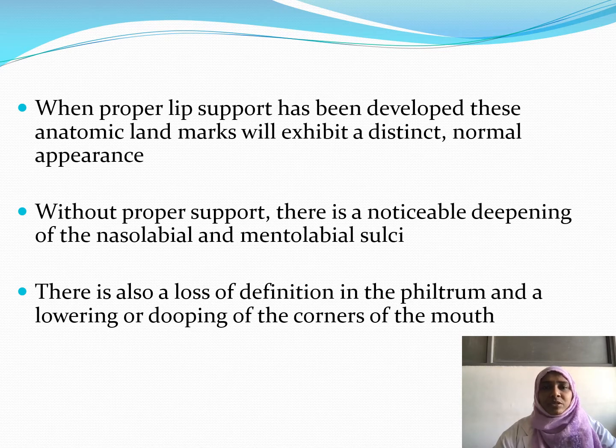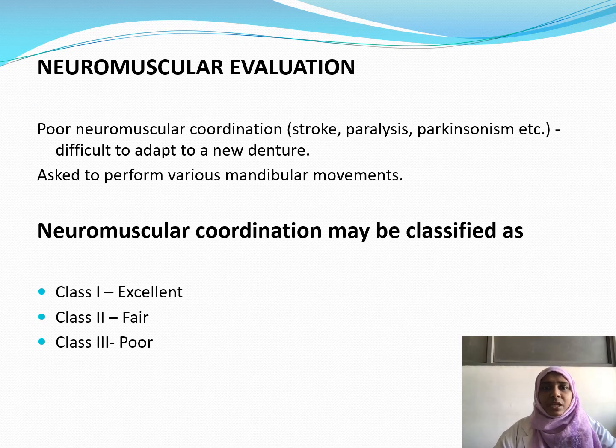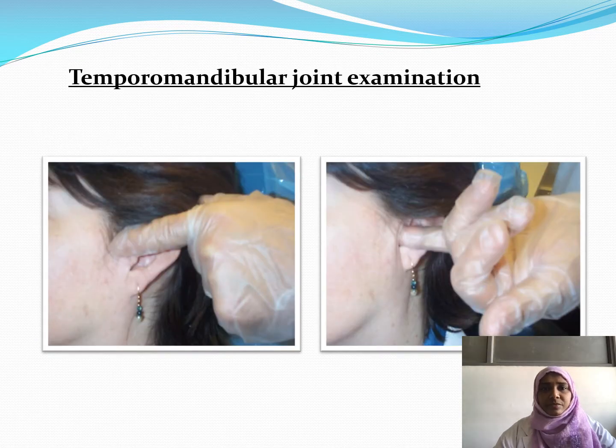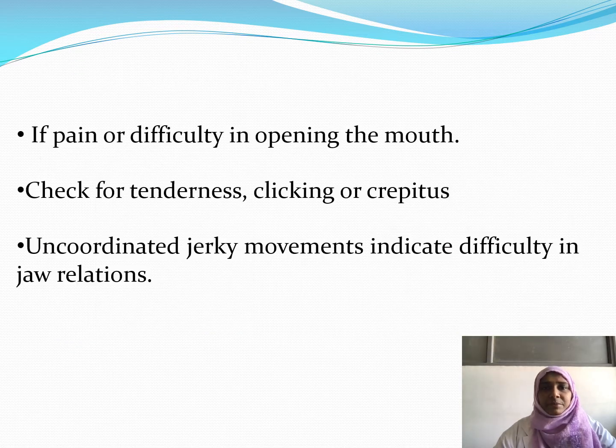Without proper support, there is noticeable deepening of the nasolabial and mentolabial sulci. There is also a loss of definition in the philtrum and a lowering or drooping of the corners of the mouth. Coming to the neuromuscular evaluation, poor neuromuscular coordination makes it difficult to adapt to a new denture. Neuromuscular coordination may be classified as class 1 excellent, class 2 fair, class 3 poor. This is how we examine the TMJ.